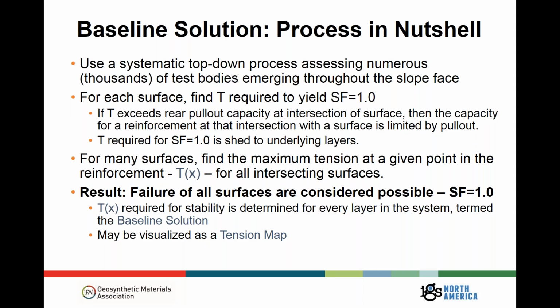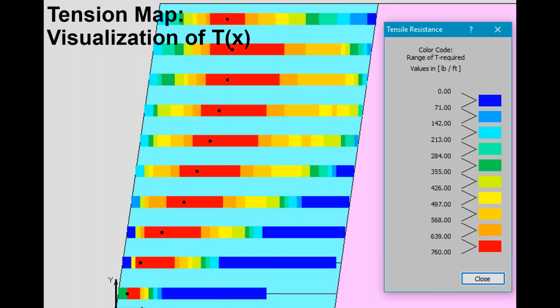So again, Tx, or the reinforcement tension required for stability, is determined for every layer in the system. That's called the baseline solution, and that just means safety factors of 1 everywhere. We can visualize it just like a safety map, but from the reinforcement perspective as a tension map. Again, you might notice this is the tension map, and that's how we visualize that baseline solution, the distribution of tensions throughout the reinforcement system.